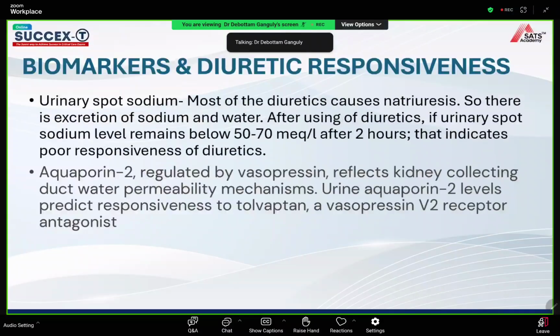So next is biomarkers and diuretic responsiveness. There are multiple renal biomarkers, kidney biomarkers. You must have read this by this time, and Trishita will cover the biomarkers in AKI later on. This is the thing about diuretic responsiveness and biomarkers.